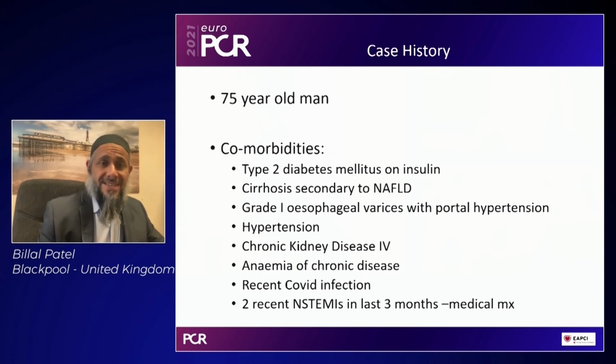So we've got a case of a 74-year-old gentleman with multiple comorbidities, including type 2 diabetes, cirrhosis secondary to non-alcoholic fatty liver disease and portal hypertension, and CKD stage 4. He's had 2 recent NSTEMIs in the last 3 months, which were medically managed.